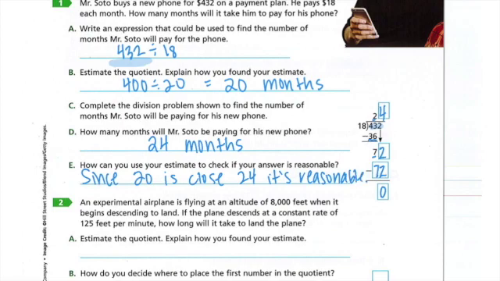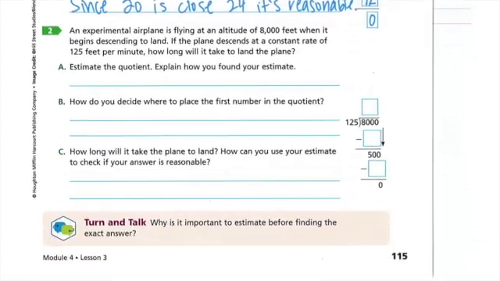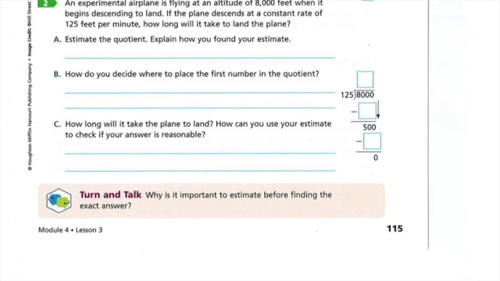All right, let's do another one. This one says an experimental airplane is flying at an altitude of 8,000 feet when it begins descending to land. If the plane descends at a constant rate of 125 feet per minute, how long will it take to land the plane, right? Estimate the quotient. Well, before we can do that, we need to write our problem. So we're going to take the 8,000 feet it has to go down and divide it by the 125 feet it's going every minute.